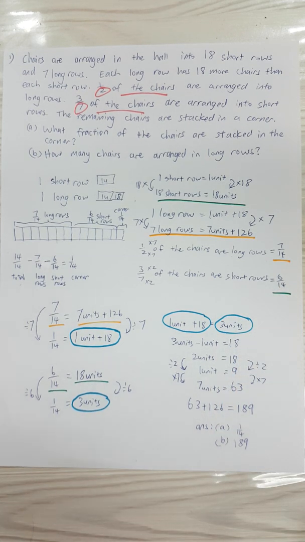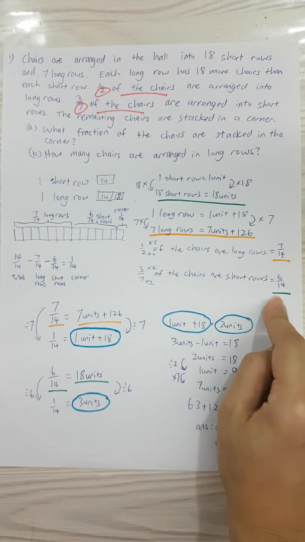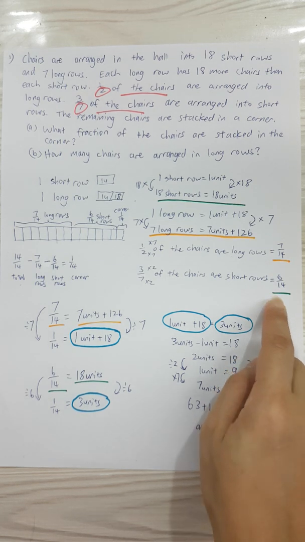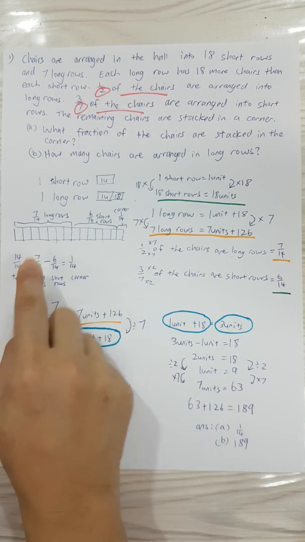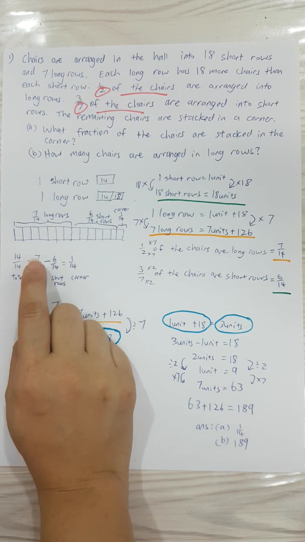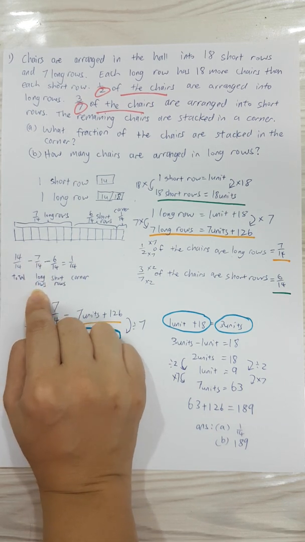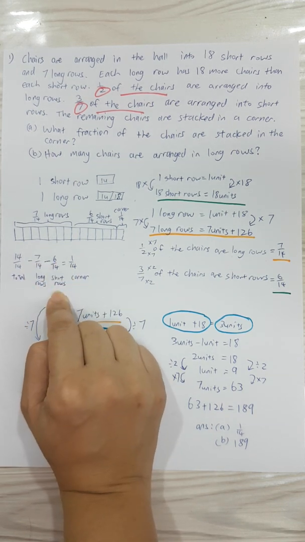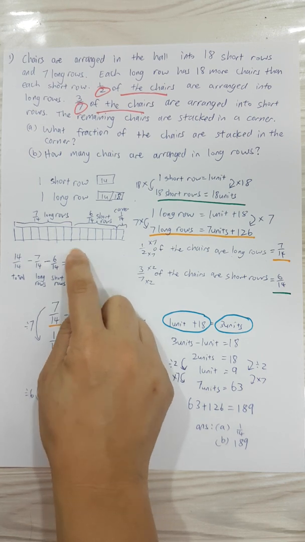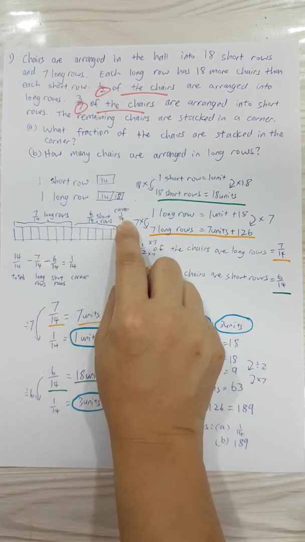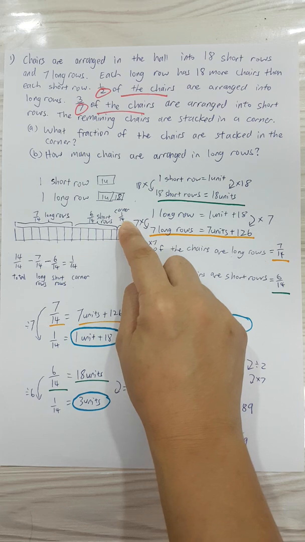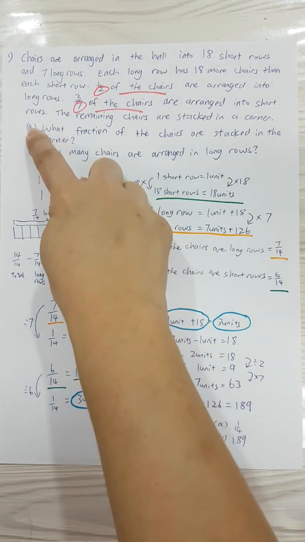So what happens is this. After I've gotten this, because the total will be full, right? It will be 14 out of 14. I can draw this as well. I minus 7 out of 14, which is my long row, 6 out of 14, which is my short row. I will get 1 out of 14. These are my chairs that are stacked in a corner, and that is my answer for A.